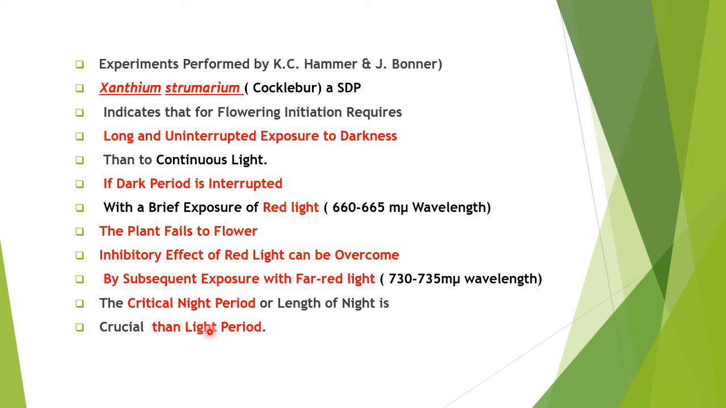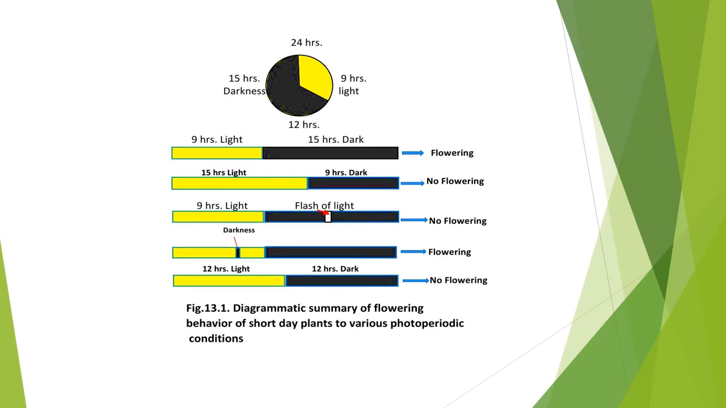So let us explain this experiment with the help of this diagram. You will understand that in Xanthium, which is a short day plant, the length of the night is very important, more than the daylight. So this experiment was done.